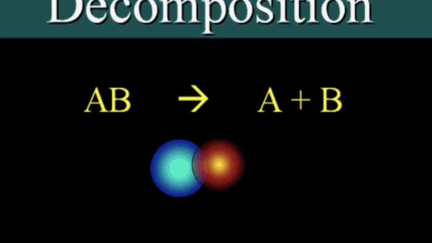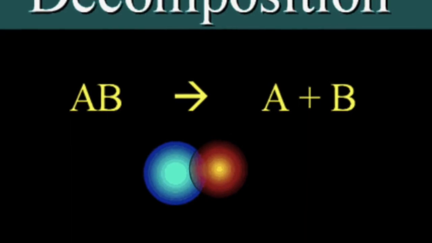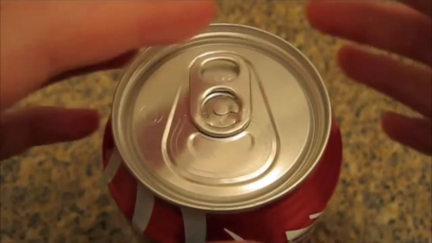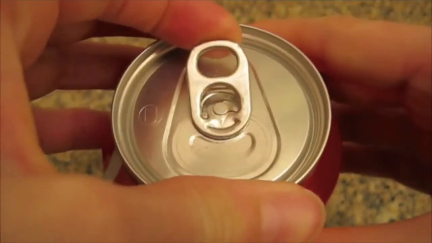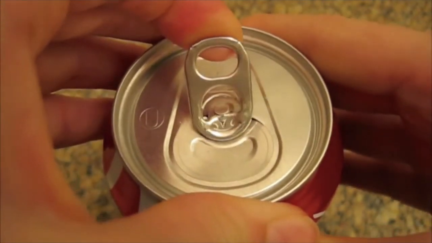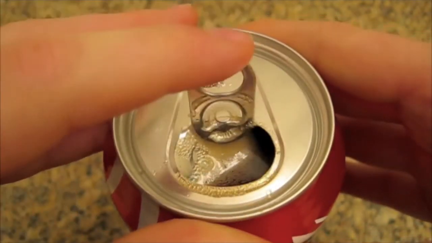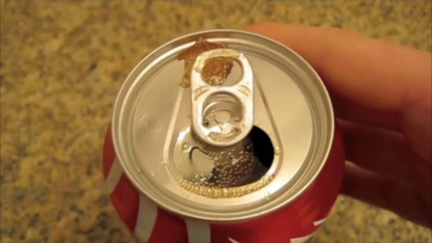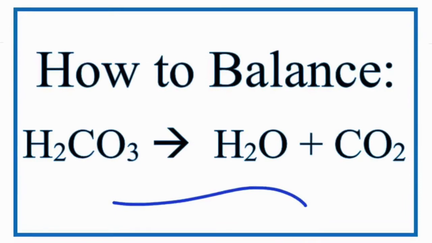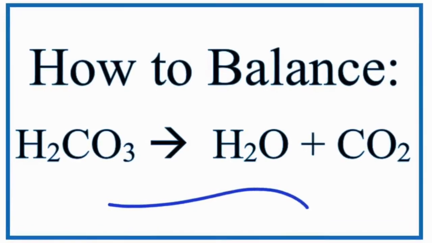An example of a decomposition reaction would be carbonic acid, which is H2CO3, and that's an ingredient in most soft drinks. A decomposition reaction takes place when carbonic acid breaks down to produce water, H2O, and carbon dioxide, CO2. This occurs when you open a can of soft drink and some of the carbon dioxide fizzes out. You can see the chemical equation for this here on your screen.